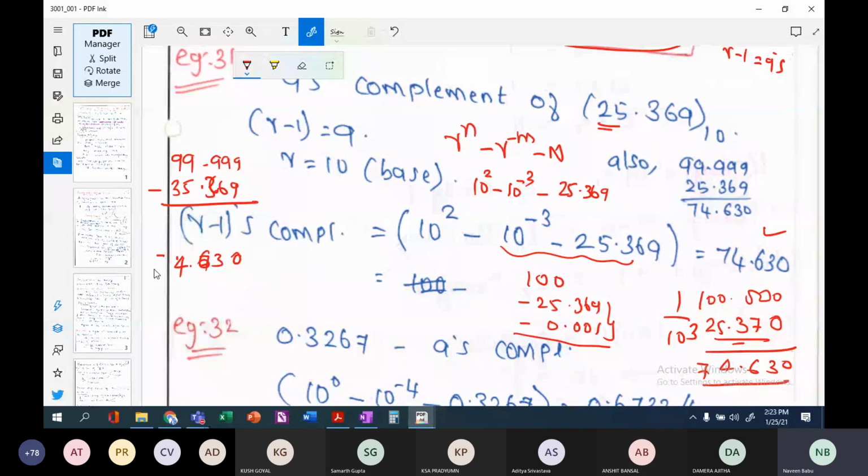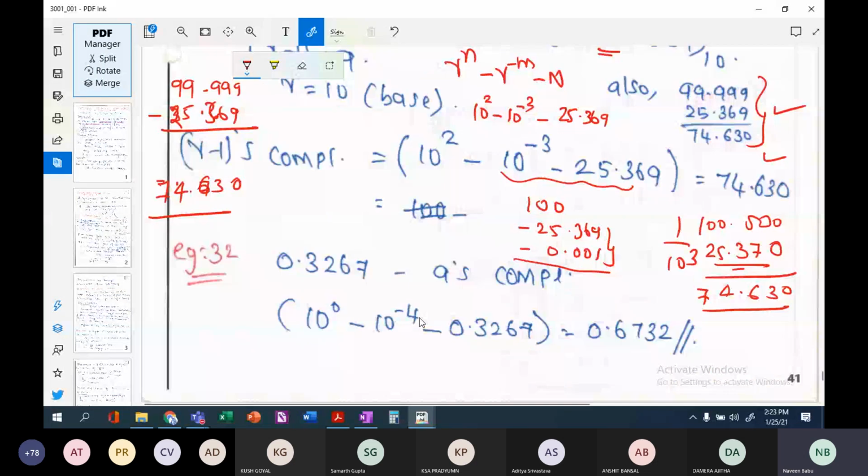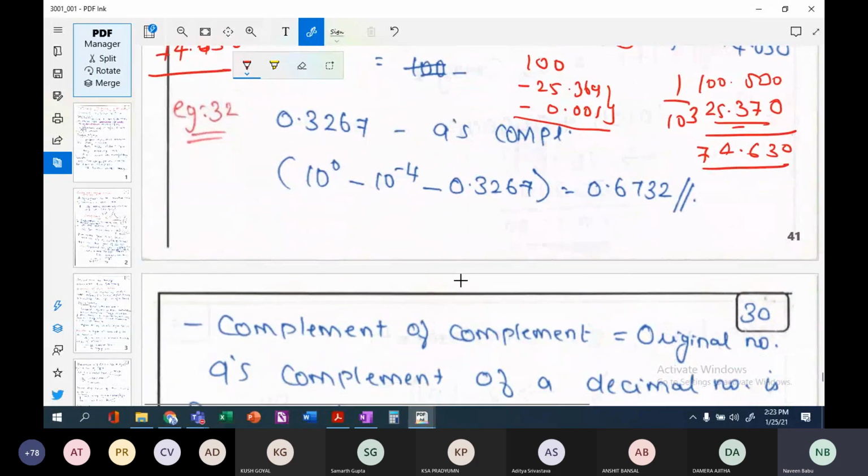Let us take another example here. It is the nines complement of 0.3267. Again, how many integer digits do you have? You have 0 integer digits. The number of fraction digits is 4, so 10 power minus 4, and then subtract this number, and you will get the nines complement.